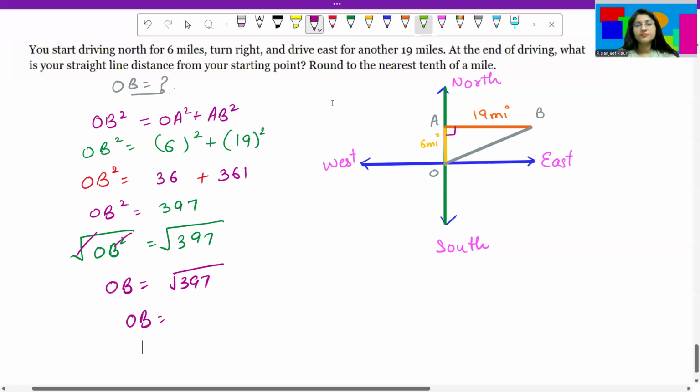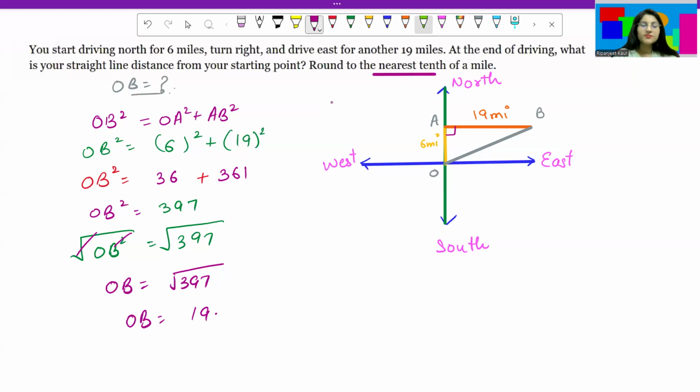It's 19 point. How many numbers should I put? To the nearest tenth of a mile. To the nearest tenth. So then 19.9 miles. That's what we had to find out.